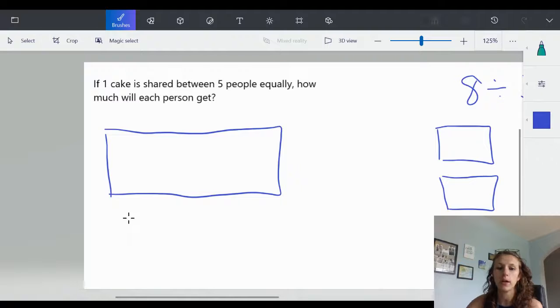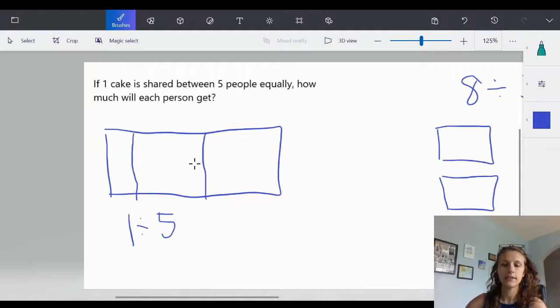So we have one cake, so I know my total, and I'm sharing it equally, which means I'm going to be dividing into 5 people because yes, I know my total, and yes, it said I had equal parts. So here's my cake, and I would want to split it into 5 equal sections. One person would get one of these sections, or they would get 1/5 of that cake.